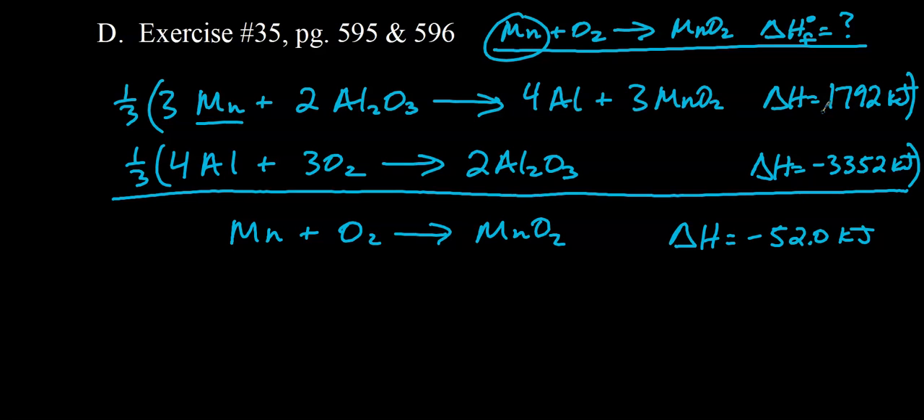We need oxygen on the left side, and in this equation, oxygen is already on the left side, so we're good there. And then here's where it gets a little bit tricky. In this equation, we have 3 manganeses, but here we don't want 3. So if you ended up with 3 there, you can't just take your answer and divide it by 3. You need to manipulate the equations first in order to get this equation here.